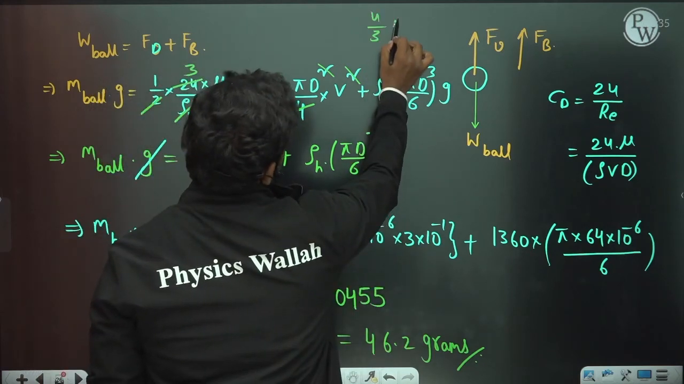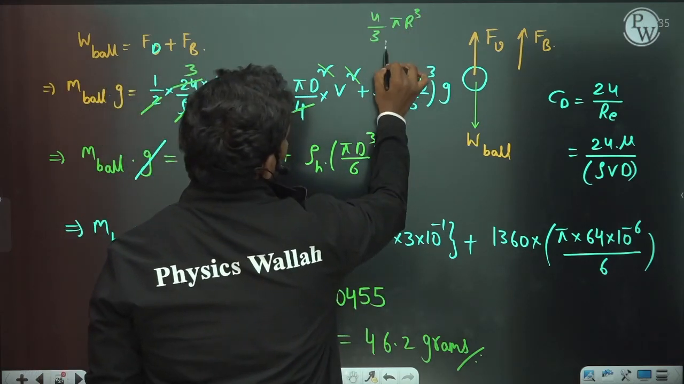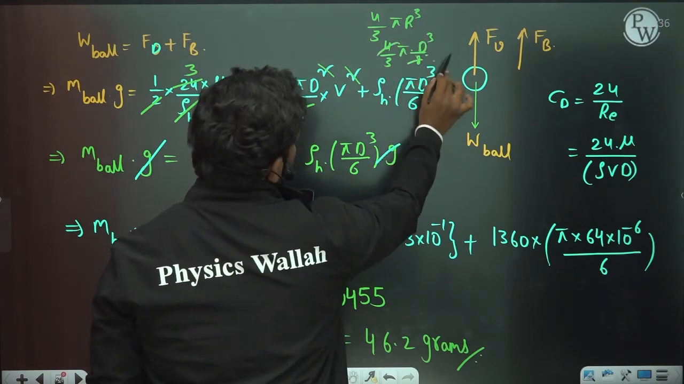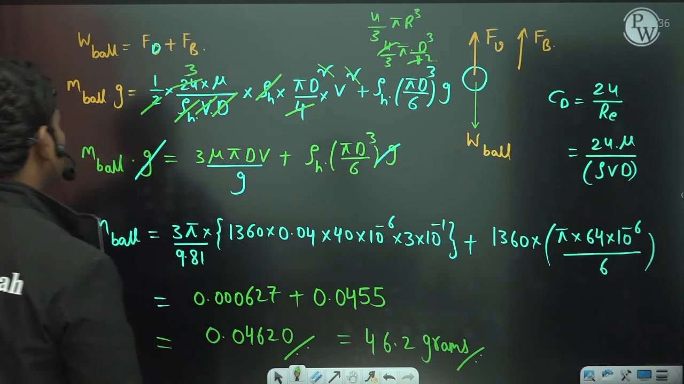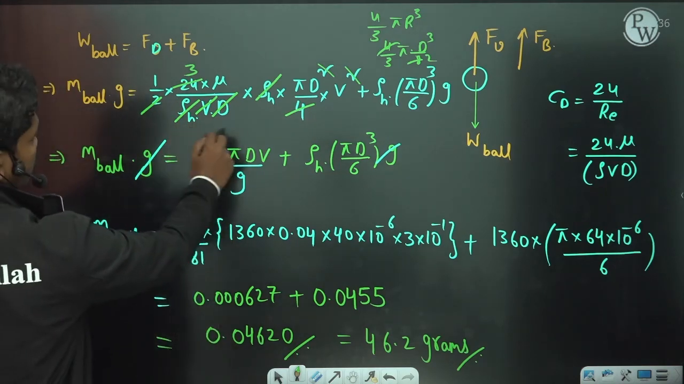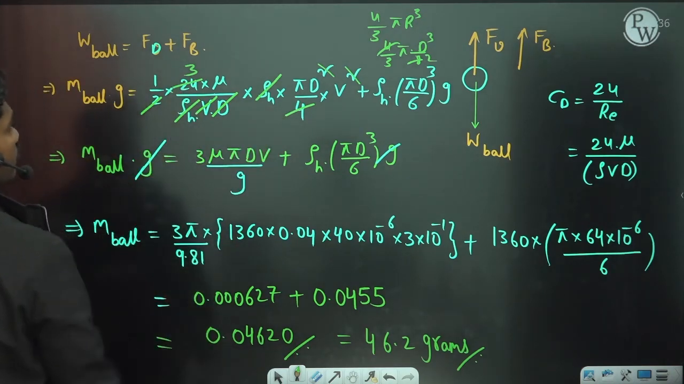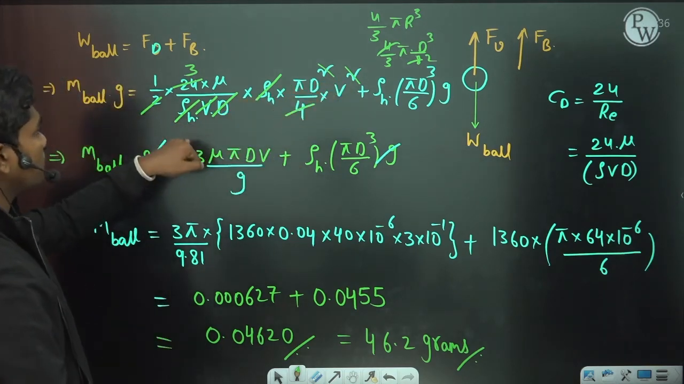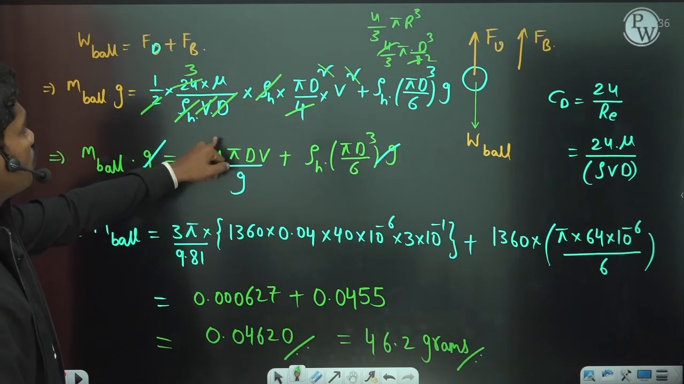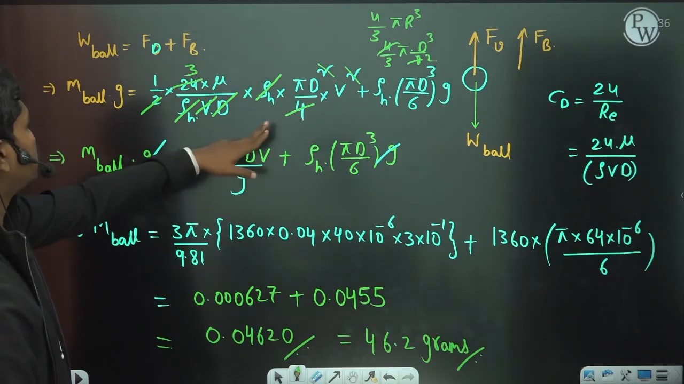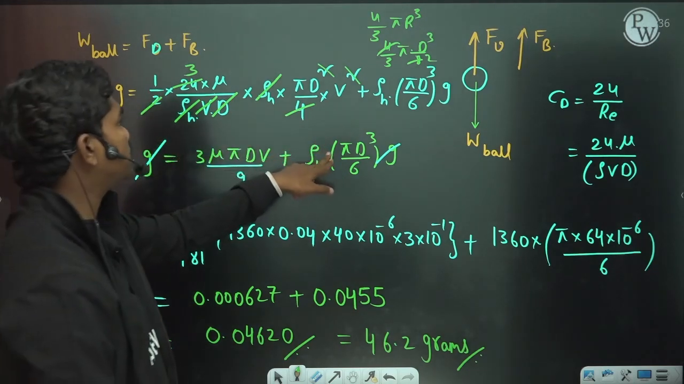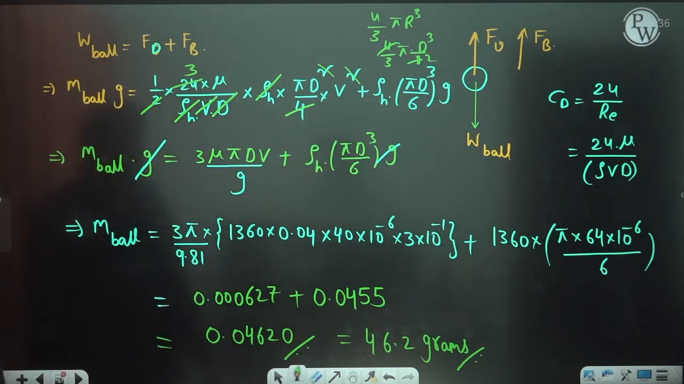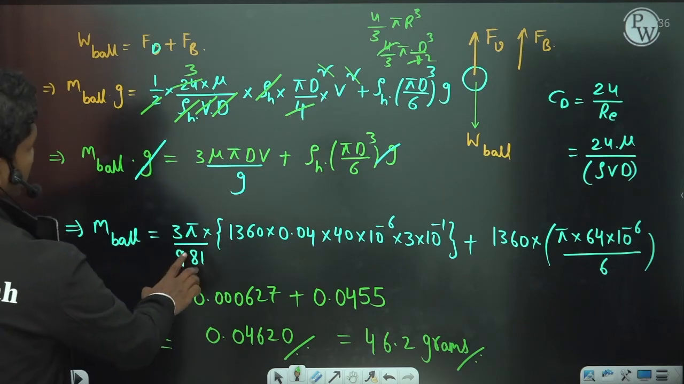4/3 pi r cube. So if you convert this, 4/3 pi d cube by 8. Okay, so yes, pi d cube by 6 into g. So g gets cancelled, and here we made some simplifications. 2 4s are 8, 8 cancels 24 three times. Then rho V D cancels, rho D V one time. So 3 is left here, mu pi d v. That's it, no more denominator, plus rho into pi d cube by 6 into g. G gets cancelled, and we have a g multiplication here. So 3 pi by 9.81 is constant.